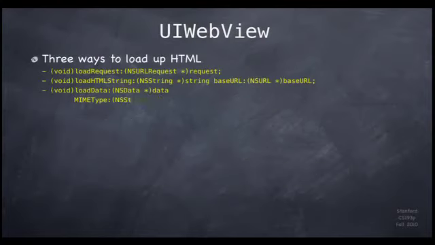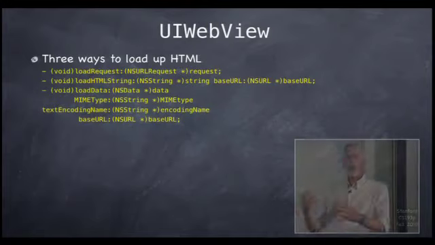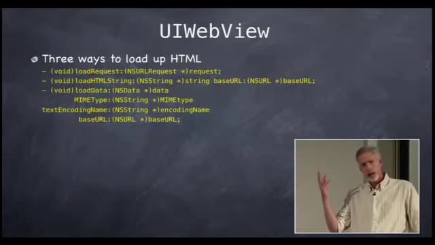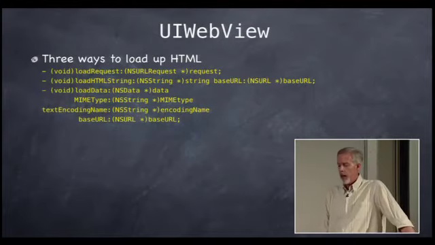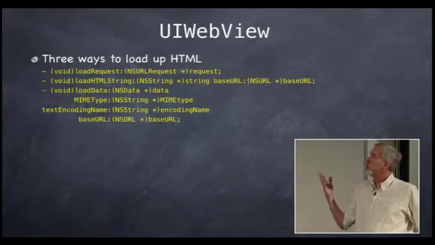So, all right, how do you load HTML up into this web view? So you create the web view, just drag it out in Interface Builder, or you alloc init it with a frame. And how do you load it up? Well, there's 3 different ways, basically.